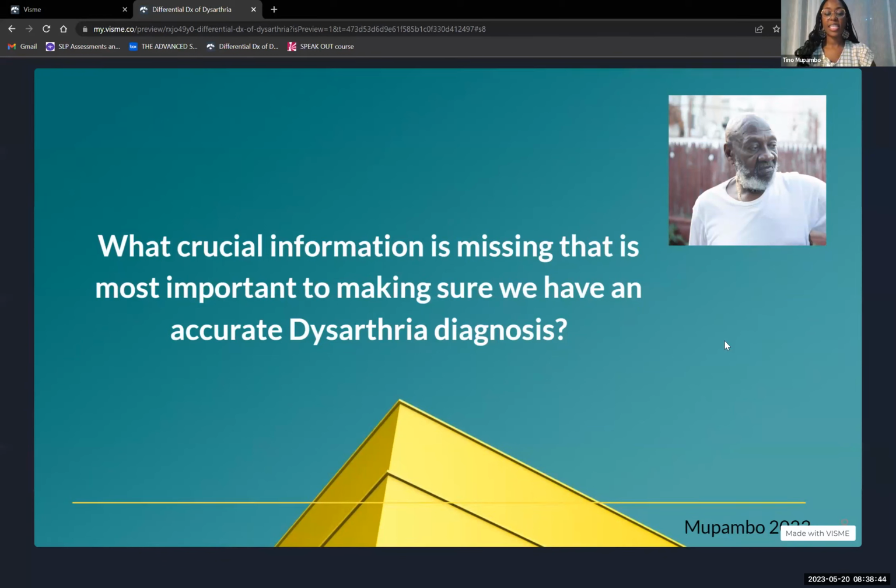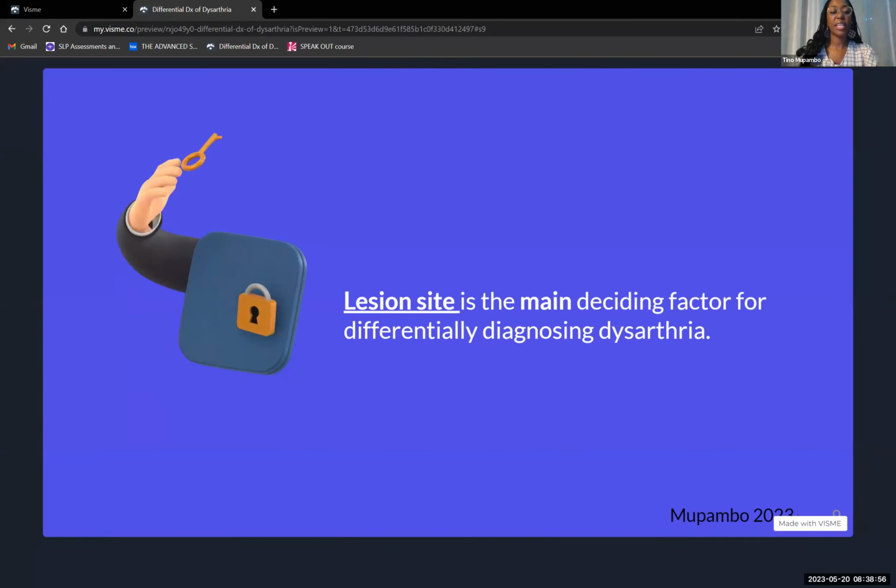Yeah, his lesion site. So that's actually one of the main things that we would want to be looking out for is the lesion site. If there's anything that we walk away from this presentation with, it is that lesion site is really the main deciding factor for differentially diagnosing dysarthria. It's lesion site, and it goes hand in hand with the etiology.